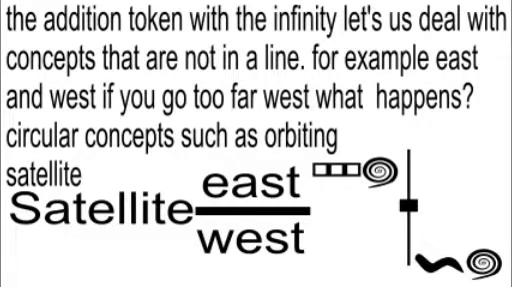The addition token with the infinity lets us deal with concepts that are not in a line. For example, east and west. If you go too far west, what happens? Circular concepts such as orbiting, satellite. If there were no word for orbit, this is how the concept could be made. This also allows for those fanatical concepts too, like fighting oppression to such a degree that one becomes oppressive.